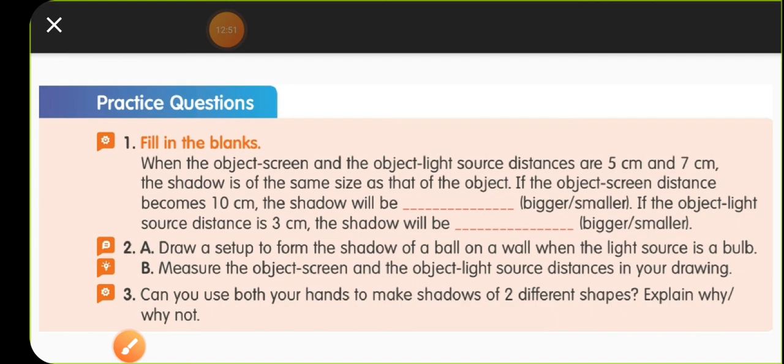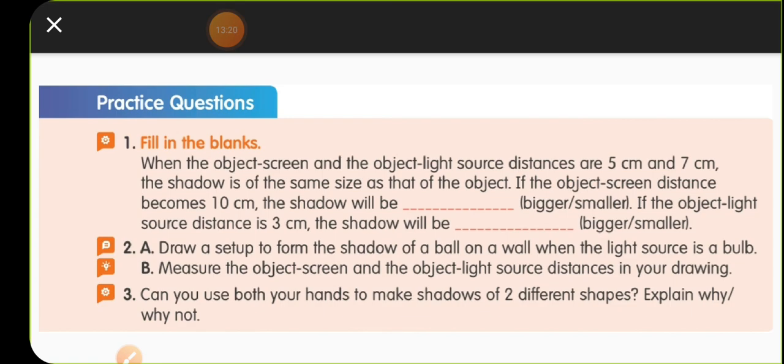Can you use both your hands to make shadows of two different shapes? Both the hands, if you are using. Yes, you can. Explain why or why not. Can you use both your hands to make shadows of different shapes? You can, because when you are using both the hands, you are able to get different shaped shadows.